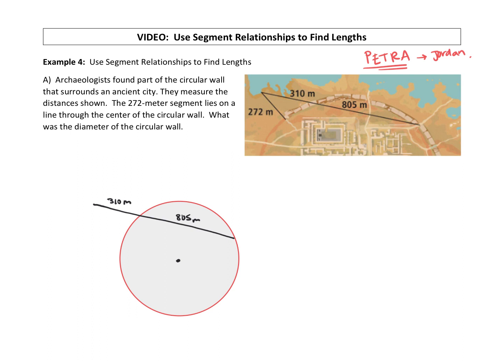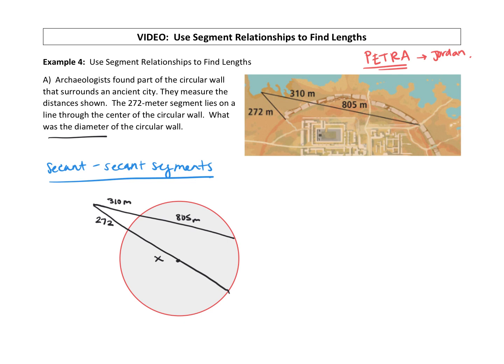So that 272 meters is on a line. I'm going to go ahead and draw through the center to the other end, and we know that this is 272. And the question is, what was the diameter of the circular wall? So the diameter, I'm just going to go ahead and label with an X. This is the diameter right here. That's what they're asking for. All right, so this is a secant. So we have secant segments.